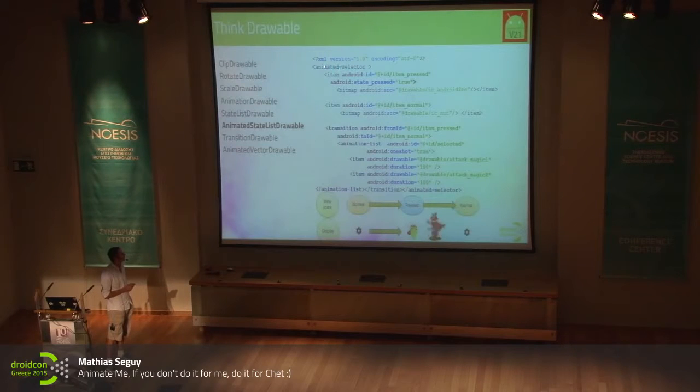So I have an animated selector with my items. Pressed, I display the icon. Normal, I display the net. And the difference is I give an ID for each item, and I define a transition from this ID to this ID. And my transition is an animation list. So for the first, I want to display this one. It's a way to make a change when you see your button or whatever just moving from one state to another state. Switch on, switch off. It's all we use it for.